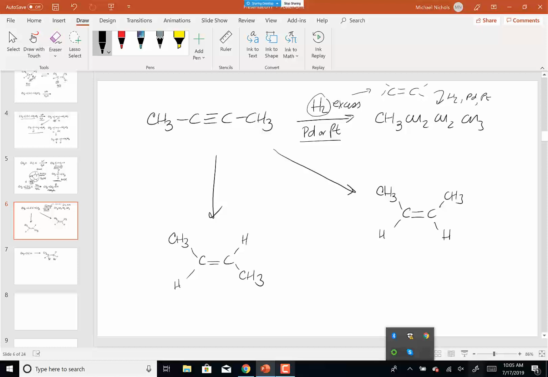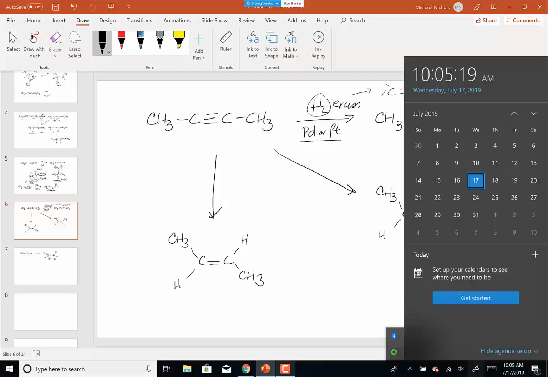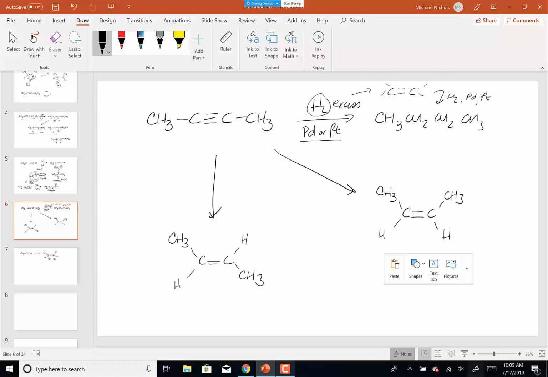You might say, okay, well, let's just add one equivalent stoichiometrically of hydrogen gas. Number one, that's not easy. Number two, some of the hydrogen is going to be used to form the alkene, and then some of it is going to be used to form the alkane. So I'm going to get a mixture of all three products. I'm just going to take it all the way down to the single bond. So if you want to go to the single bond, you use full strength palladium or platinum metal catalyst.